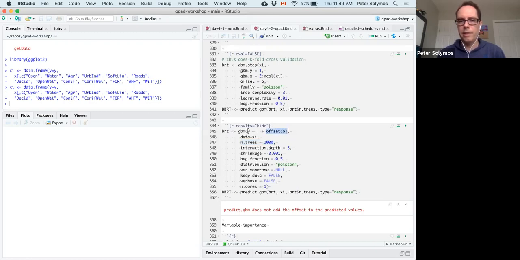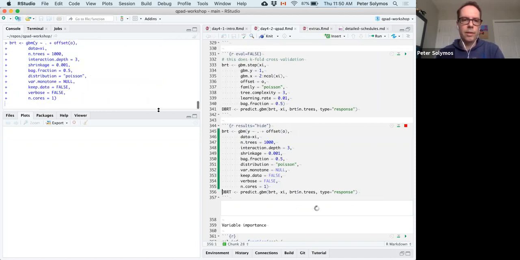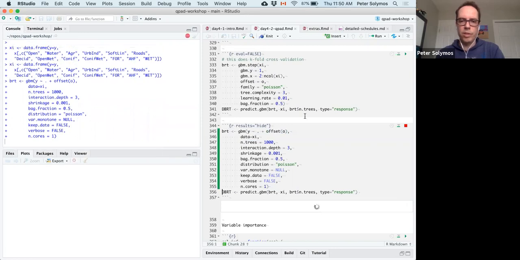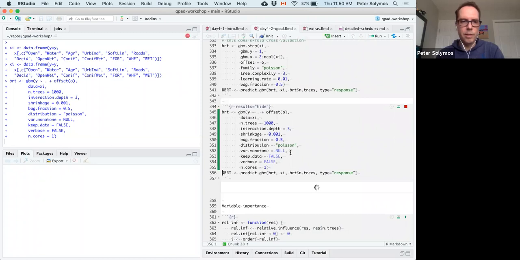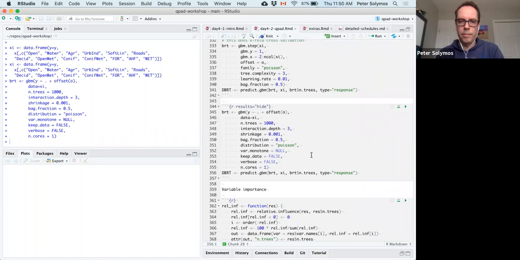So what we say here: y is the response, dot means everything in this xi data frame, plus use an offset. You can also use multiple cores. And if I run this, it is going to print out a bunch of things related to the trees. And because I said verbose equals false, I don't see any of that.